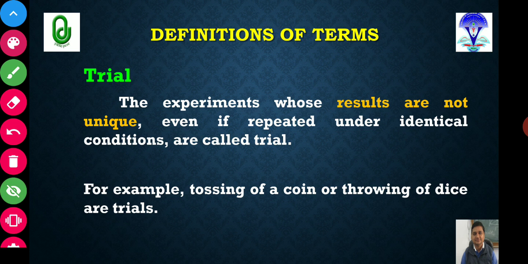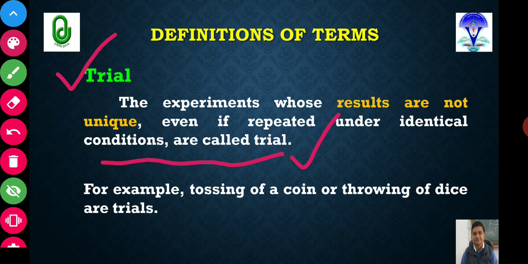So, the definitions of certain terms. The first definition is trial. What is a trial? It is an experiment whose results are not unique, that is, the results are not certain even if repeated under identical conditions. Even if you repeat the experiment many times under the same situation and same condition, if the results are not equal, that is called a trial.